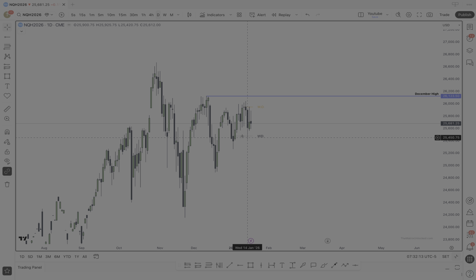What we see right here is price expanded higher, retraced and found support inside this daily BISI. What I can say then is, as long as price finds support in this daily BISI, I'm looking for a bullish point of interest. That means my POI has to be below current market price to reverse from. This BISI has been used multiple times, so it means this is a PD array I can trust.